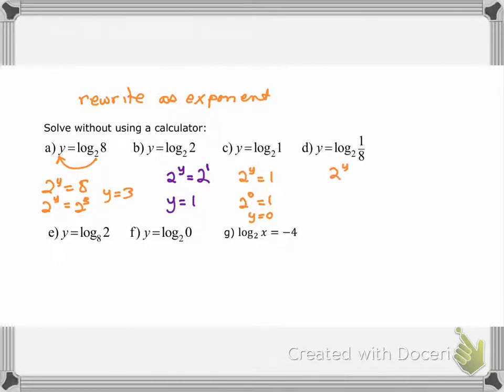All right, one more here. 2 again to the y equals 1/8. Well, let's rewrite 1/8. That's 1 over 2 cubed. I'm trying to write these neat. Sometimes it doesn't always work. 1 over 2 cubed, which we know is 2 to the negative 3, so y has to equal negative 3. Boom.